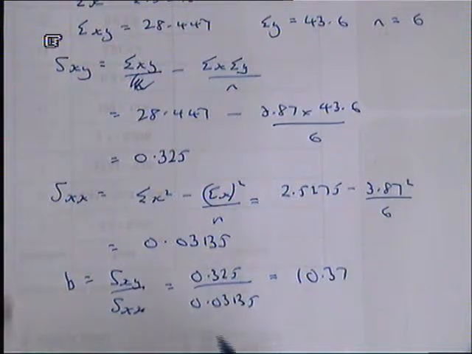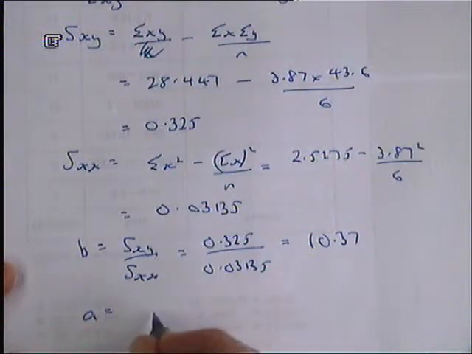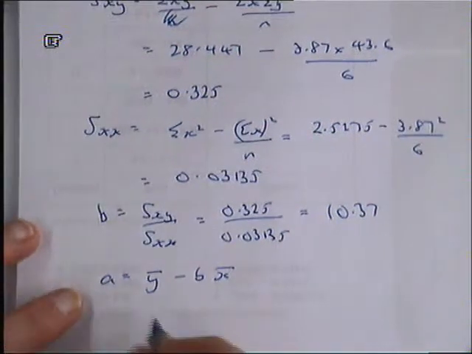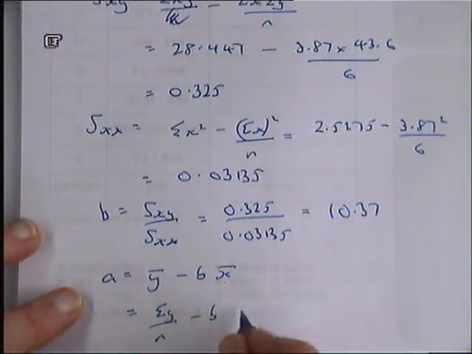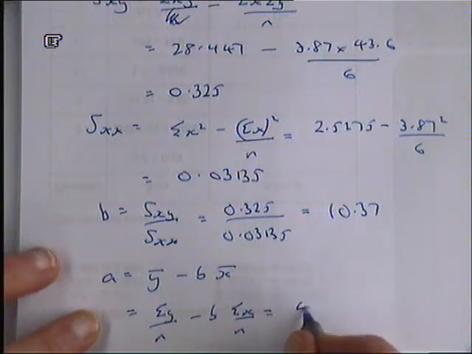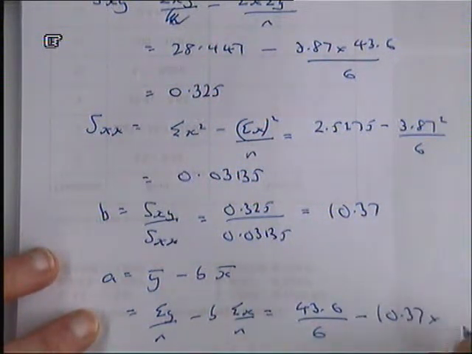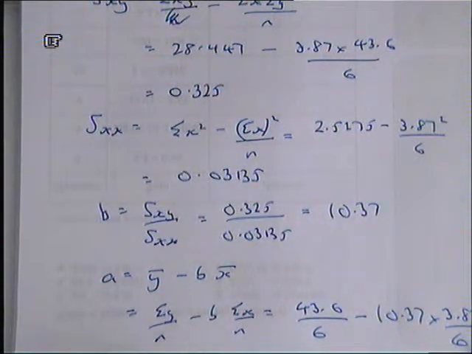Working up that list, the next thing I said we had to work out was A. A is y bar minus B x bar. A we don't know yet, but y bar will be the sigma y over n. It's the average y value. And x bar will be sigma x over n, the average x value. So I'm going to have 43.6 divided by 6 minus B, which I've just worked out as 10.37, times by 3.87 over 6. If you work that out, you get 0.58.